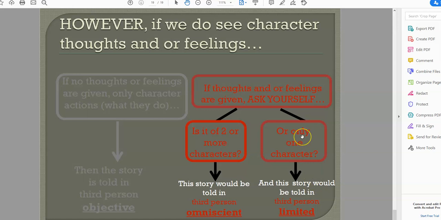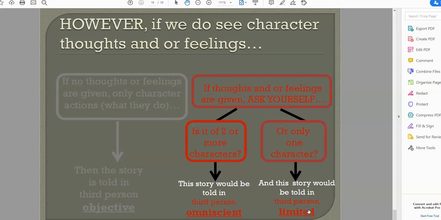However, if you're only hearing the feelings of one character, then that's third person limited, because the feelings are only limited to one character. So if you're hearing the feelings of 2 or more characters, that's third person omniscient. If you're only hearing the feelings of one character, that's third person limited.